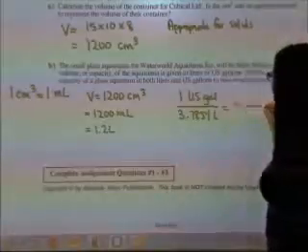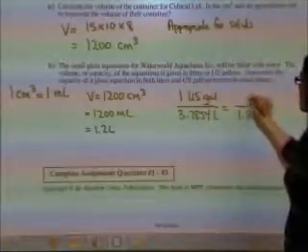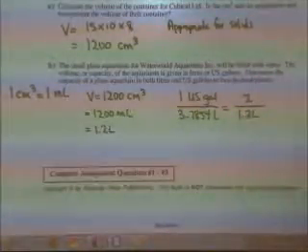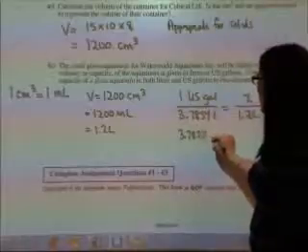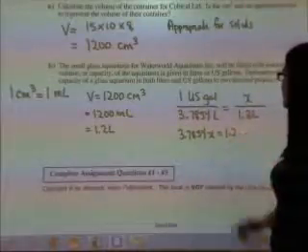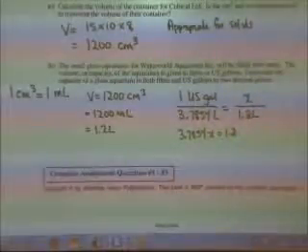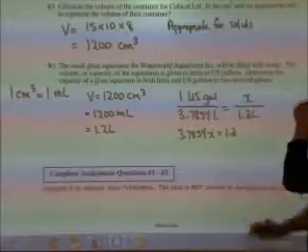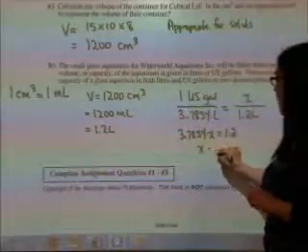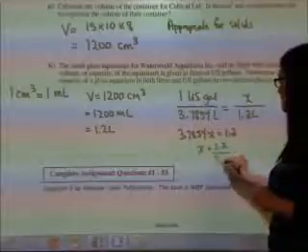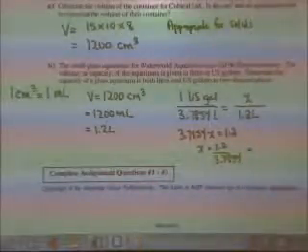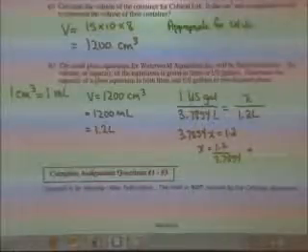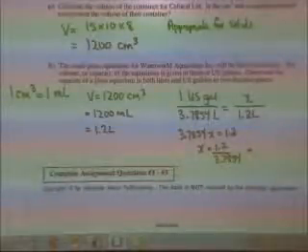Liters. And I have 1.2 liters, and I want to know how many gallons that is. So now I can cross multiply. 3.7854 x equals 1.2 times L, or sorry, 1.2 liters. Divide. And how many gallons do I get? To 2 decimal places.